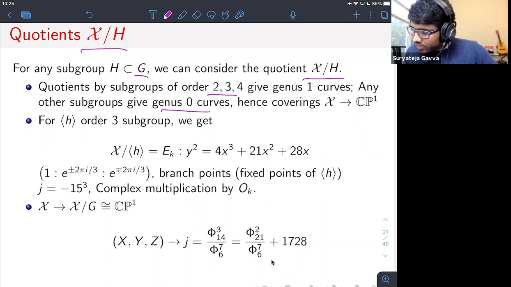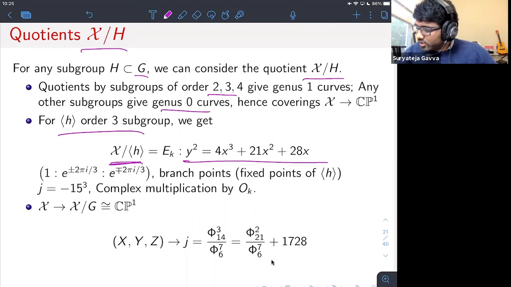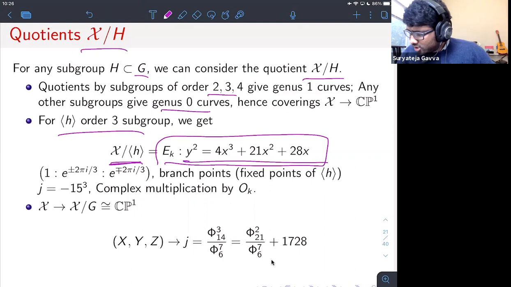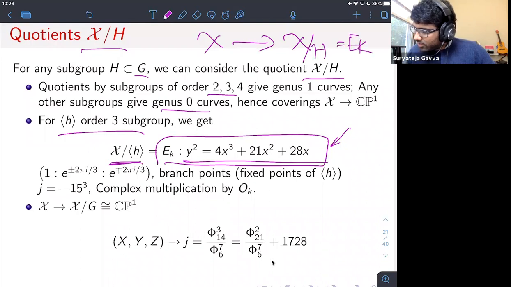So for instance, if you take an order 3 subgroup and quotient by it, you get a genus 1 curve, which is this elliptic curve. Okay, so this elliptic curve is really important. It's important to understand the arithmetic of chi, in the sense of integer or rational points on the curve; this elliptic curve is really helpful. So we have this map from chi to chi mod h, which is this elliptic curve, basically obtained by quotienting with this order 3 subgroup.